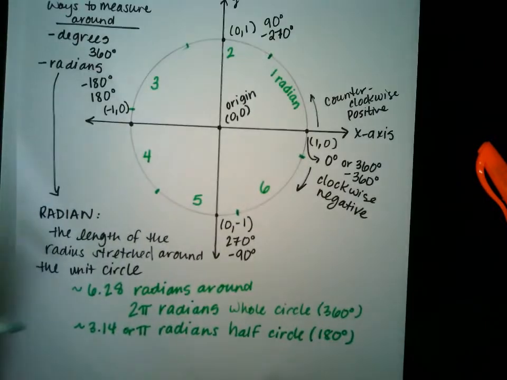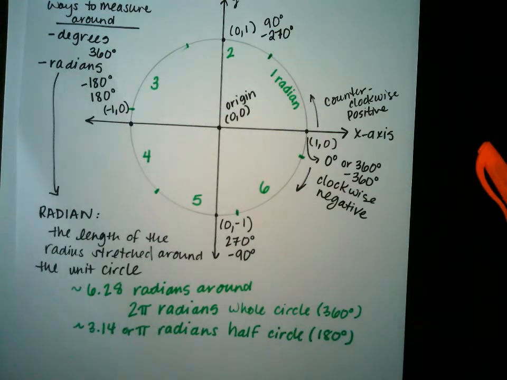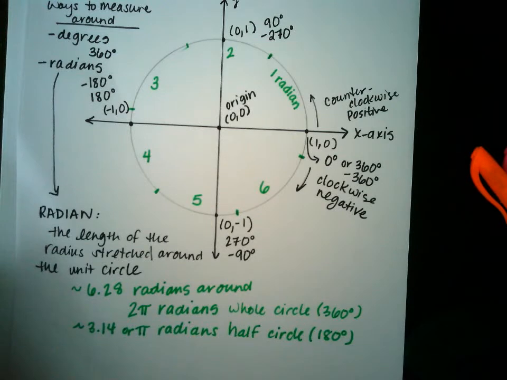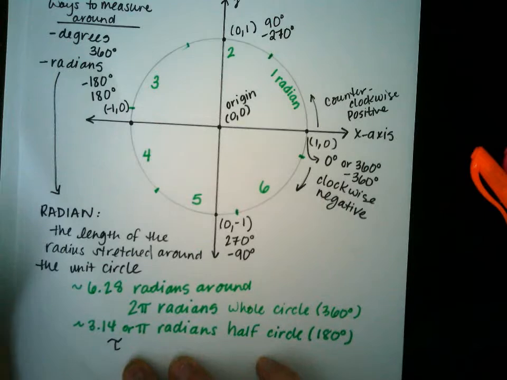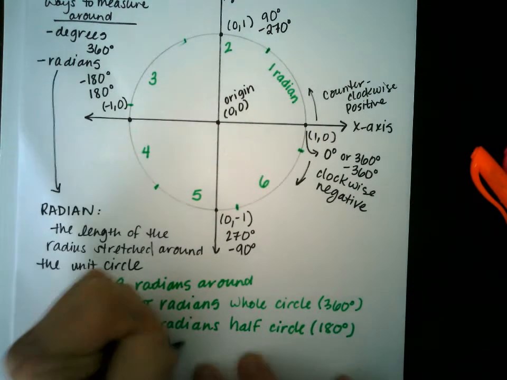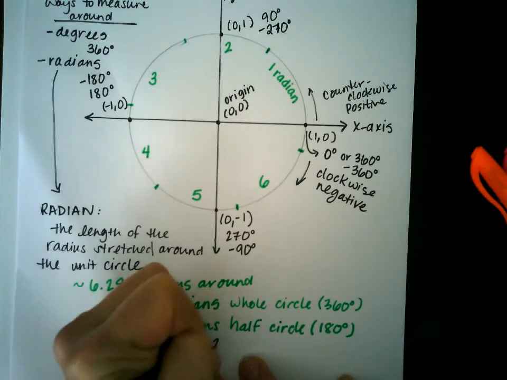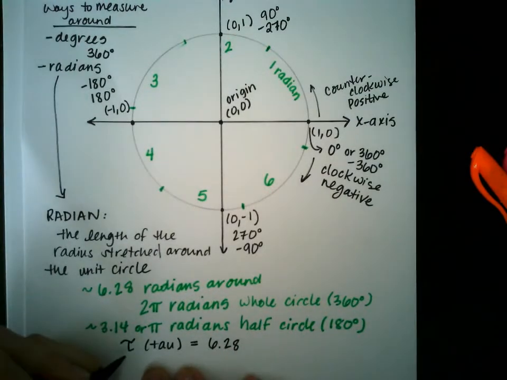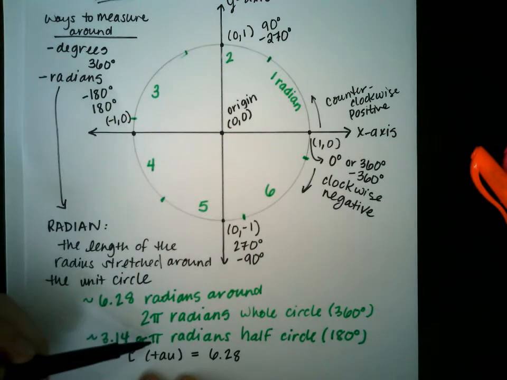And just as a side note, a lot of mathematicians are actually proposing a new representation of how many times the radius goes around the circle, and it is called tau, and it looks like that. And tau is equal to about 6.28. The reason they're proposing this instead is because this represents how many times the radius goes around the entire circle instead of just being half of the circle.